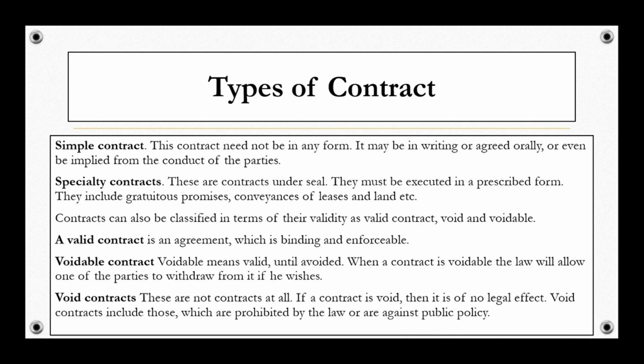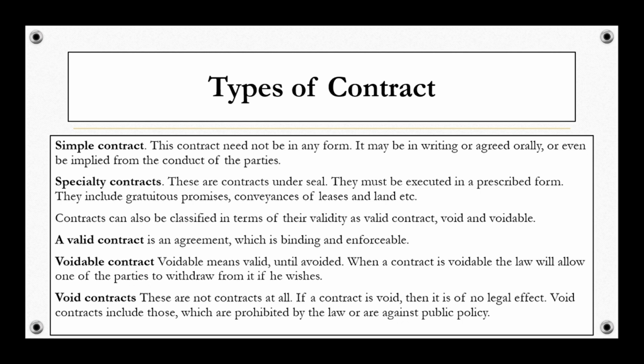So for specialty contracts, these contracts must follow a formal process and they often require a seal. For example, a land sale agreement must be in writing and it must be signed. So those are specialty contracts.